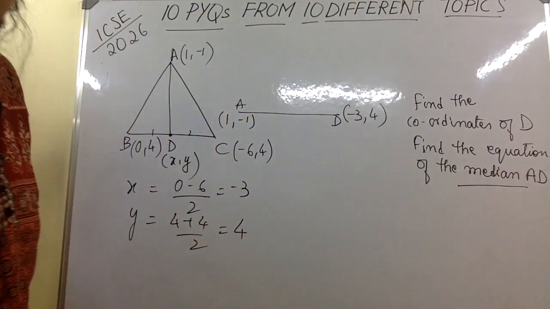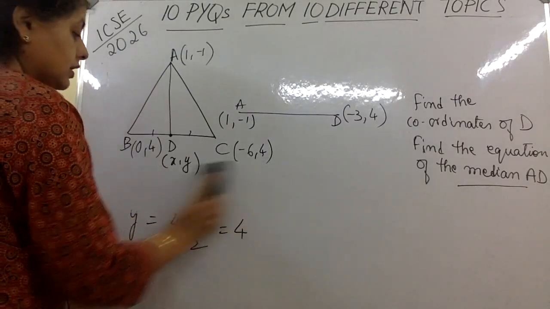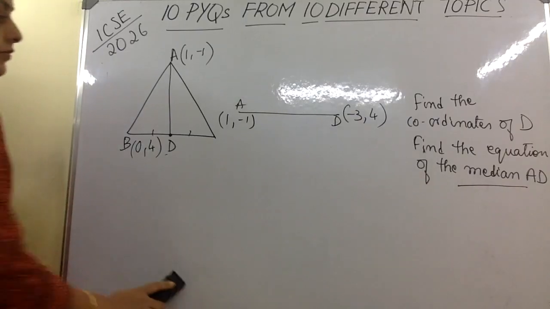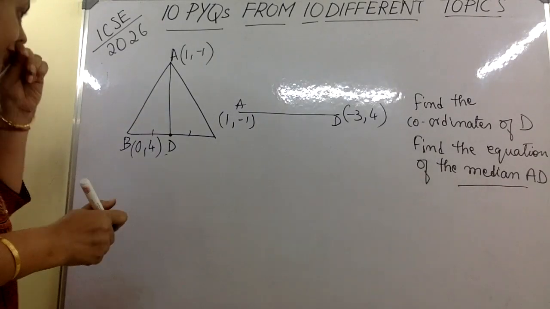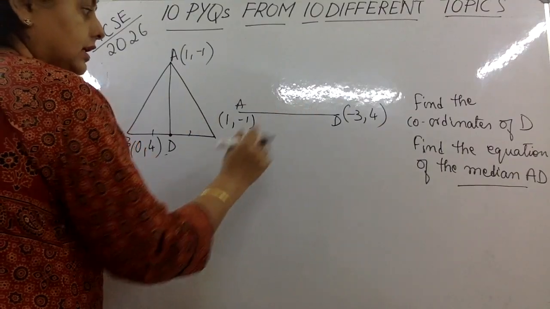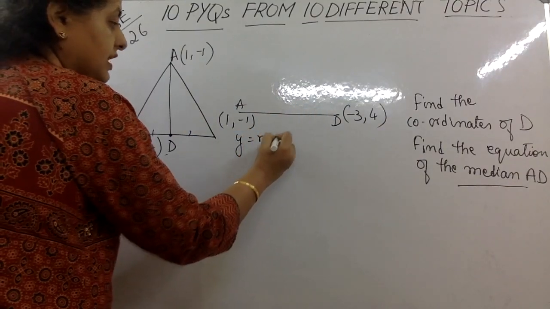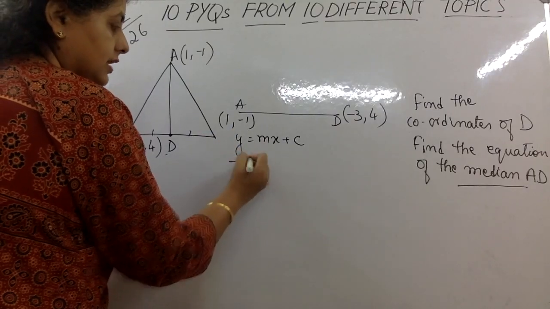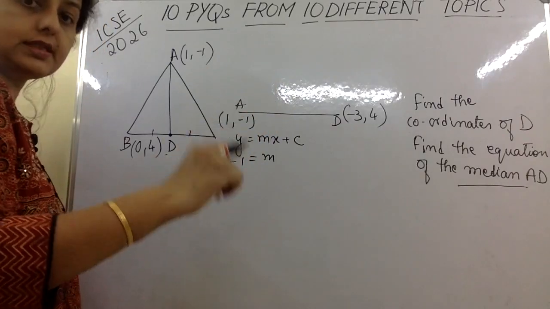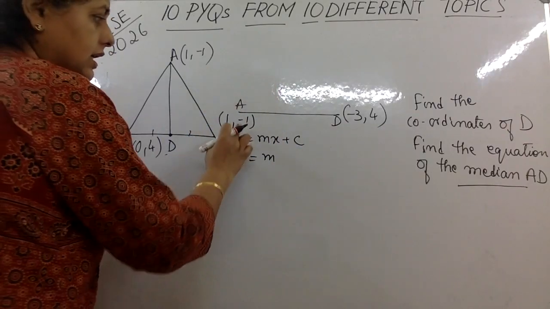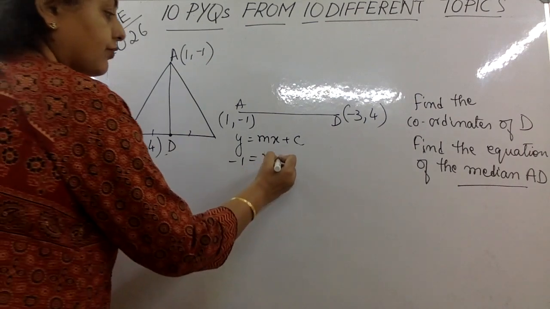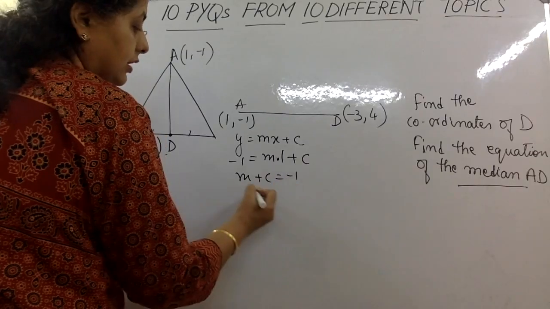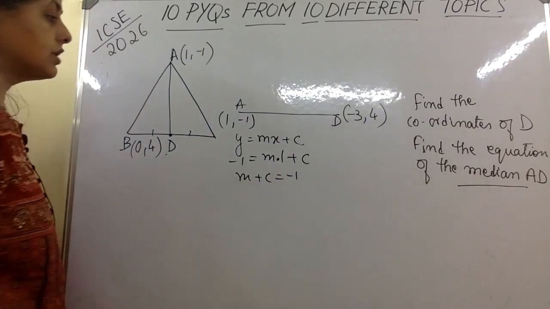In order to find the equation of AD, first, y is equal to mx plus c. Let us substitute one point for y and x, which is 1 comma minus 1, because we have to find two things, m and c. There are many ways of finding this; this is one of them. So x is 1, so minus 1 is equal to m into 1 plus c. So m plus c is equal to minus 1. This is one equation.